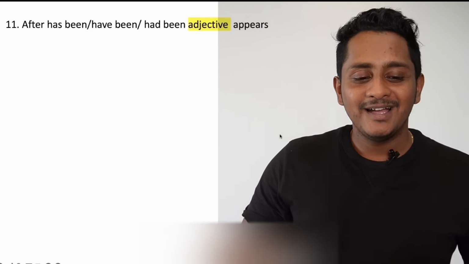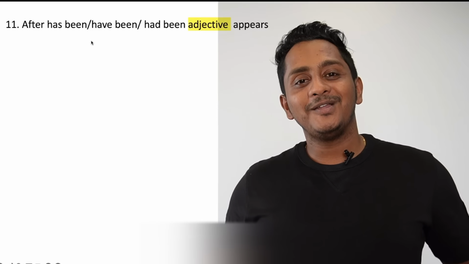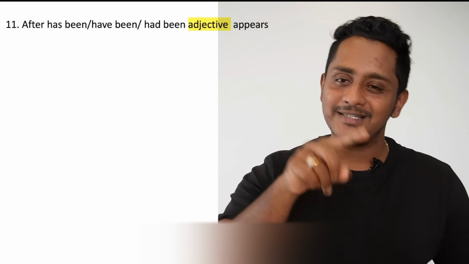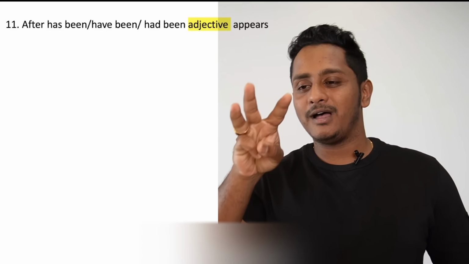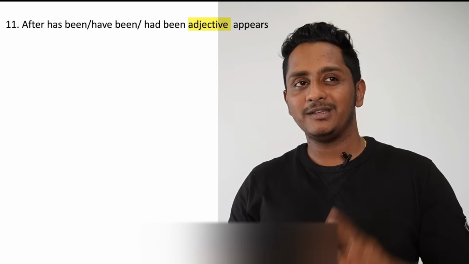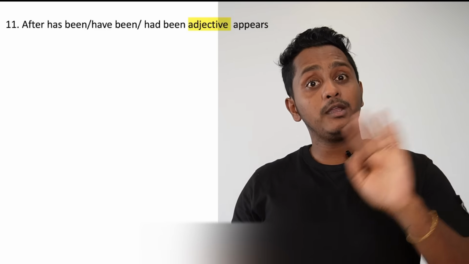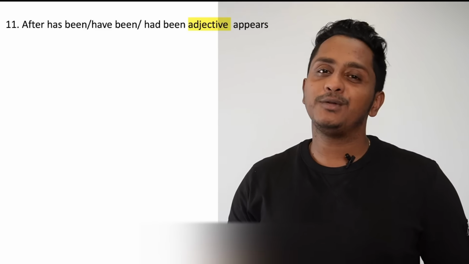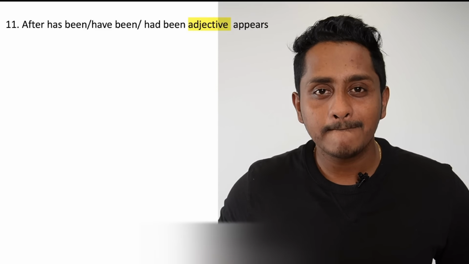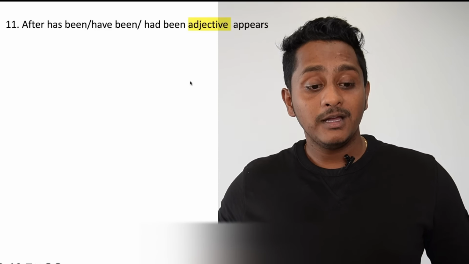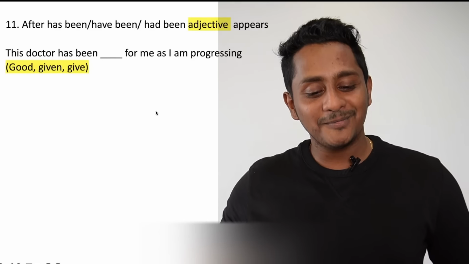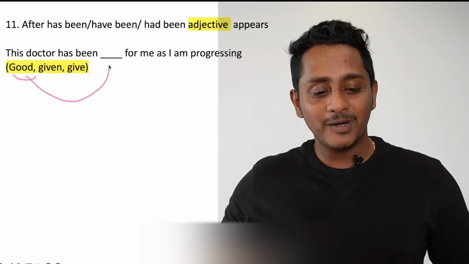All right, 11th one: after has been, have been, had been. Now, cool, I am getting confused. You said after has, have, had, is, was, am, are, were, has been, had been, have been, had been eating, had been killed, verb 3, verb-ing. Adjective can come in. Now, has been good to you guys, isn't it? Has been good. Has been bad. The doctor has been dash for me. The doctor has been good for me. Hope you're getting it. So now adjective can also come.